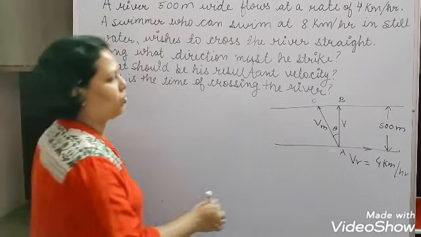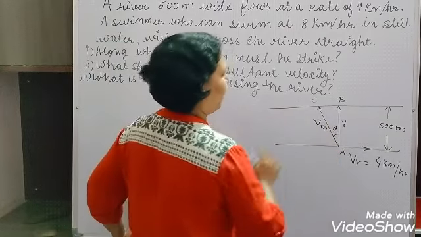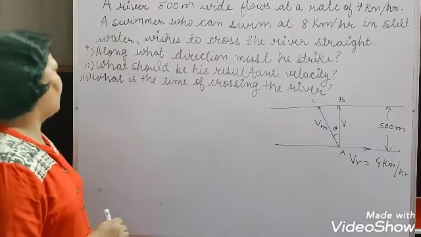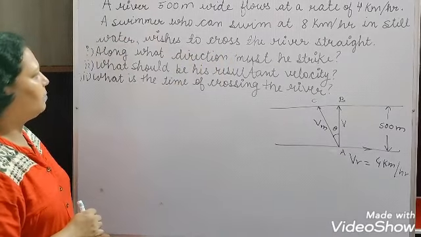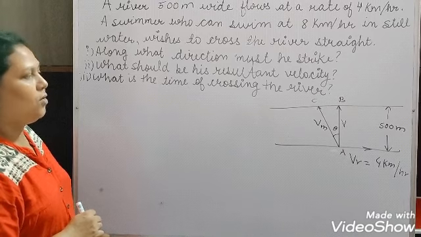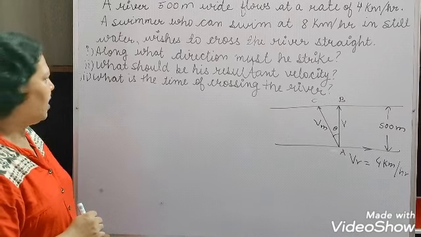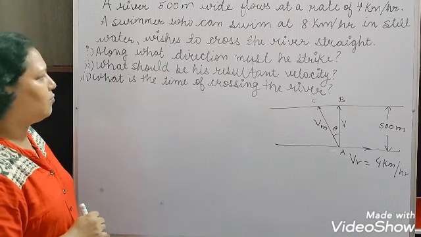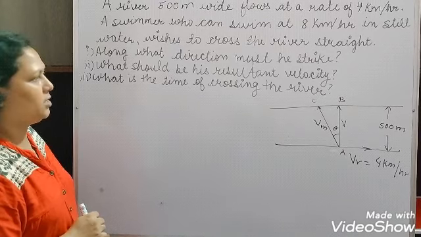Now the question asks, along what direction must he strike? That means we have to calculate theta here. Then the second one is, what should be his resultant velocity? We have to calculate that, and what is the time of crossing the river, that we also have to calculate.